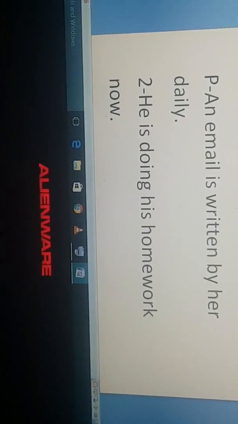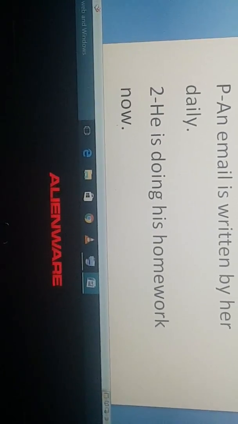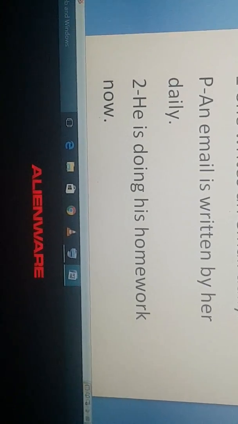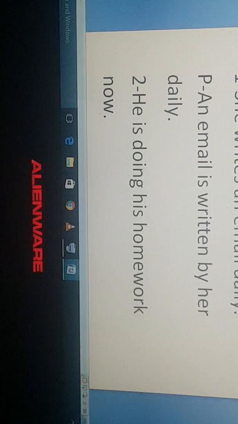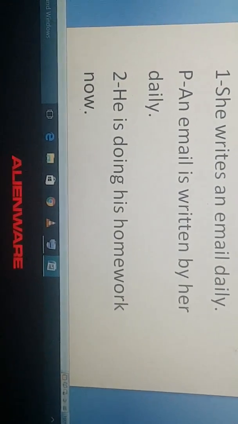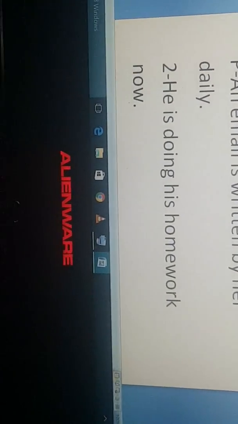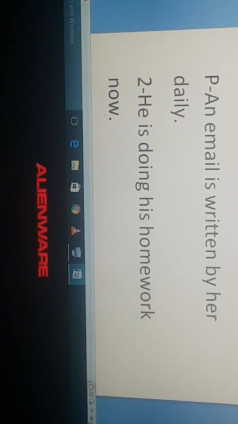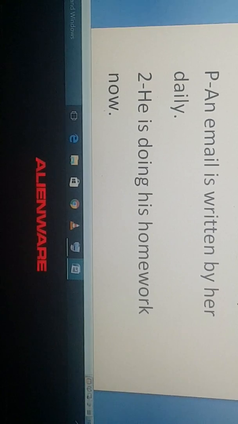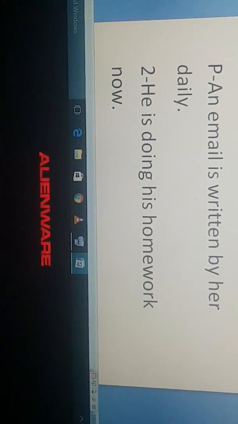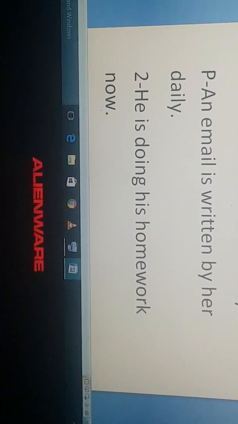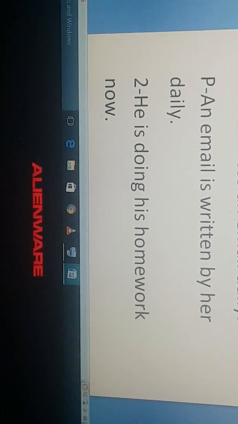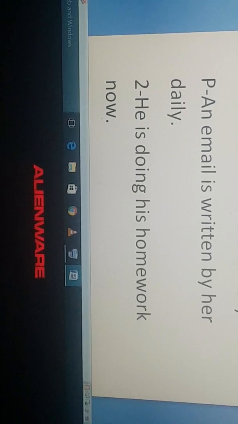The second sentence is: he is doing his homework now. That is an example of present continuous tense. Continuous means, people also call it present progressive tense. And once again, here the structure of the sentence will be different. Here the rules and regulations will be different. He is doing his homework now. That is present continuous tense. The previous sentence was an example of present indefinite tense, and now this is an example of present continuous tense.